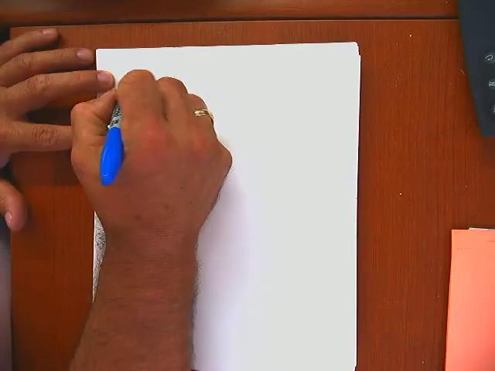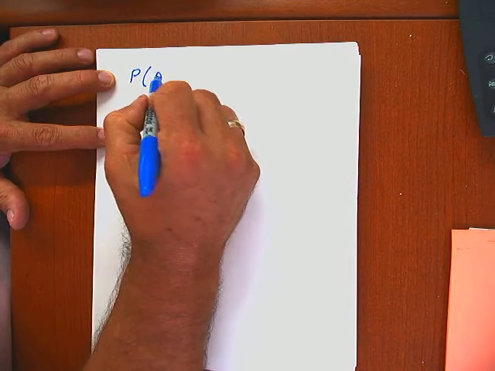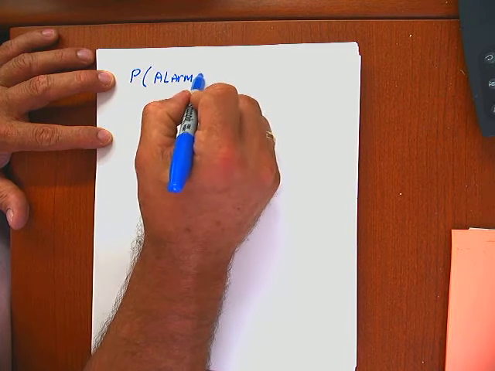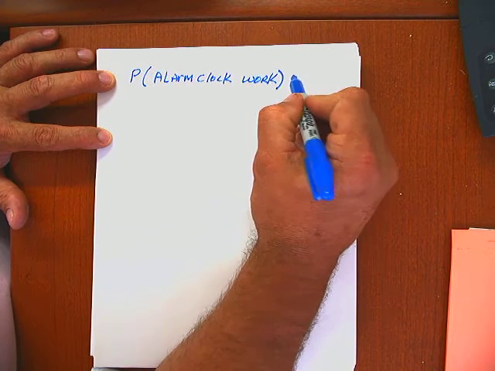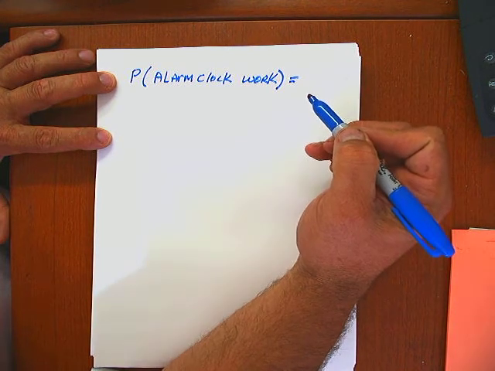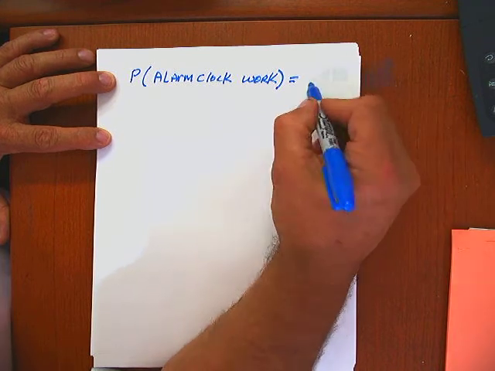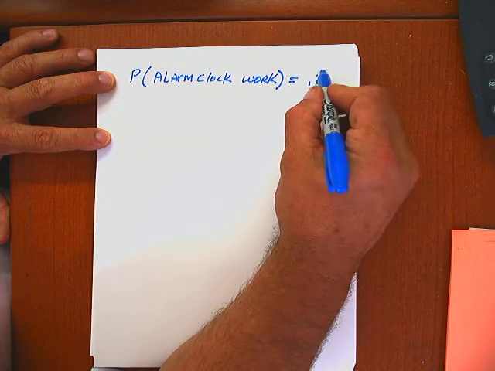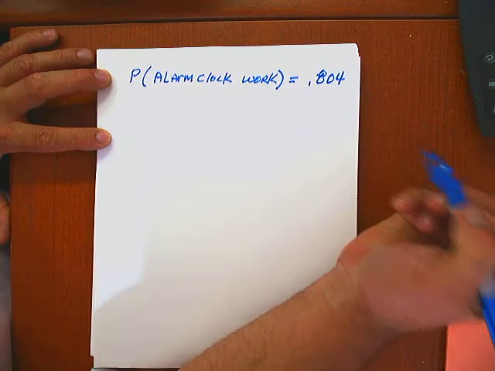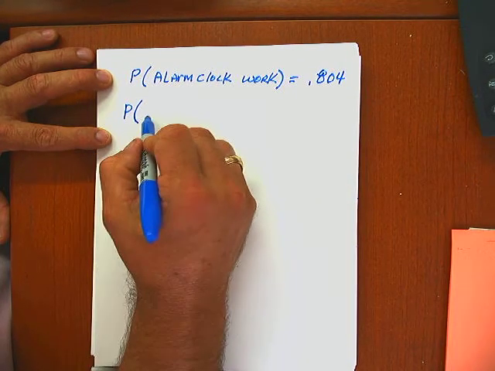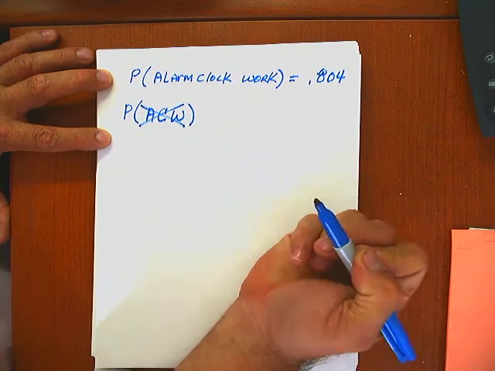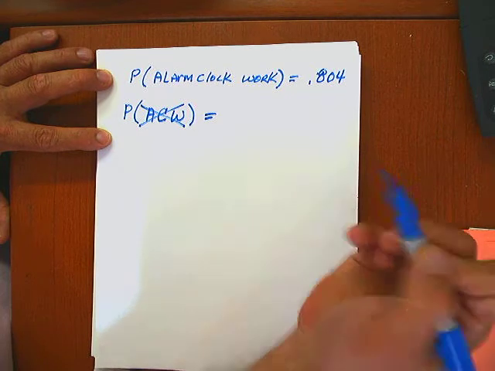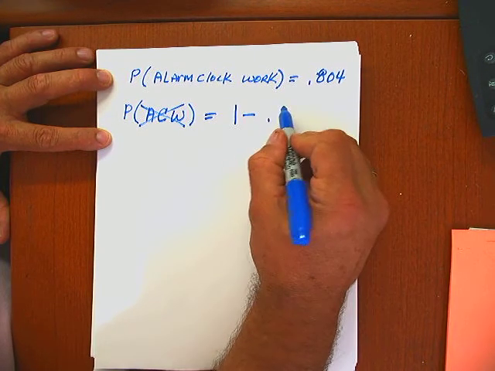So the probability of the alarm clock working is equal to 0.804. So the probability of the alarm clock not working would be the complement, which is 1 minus 0.804.